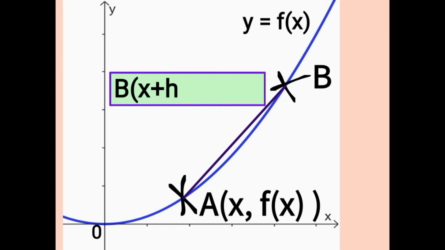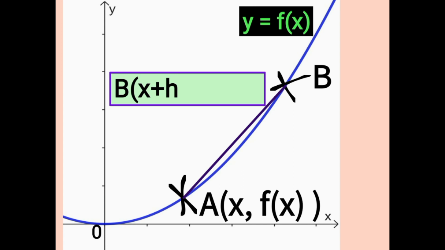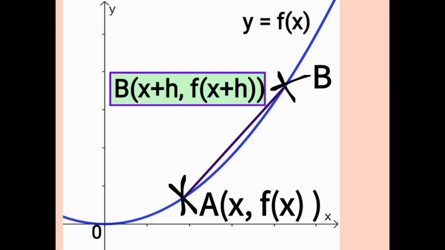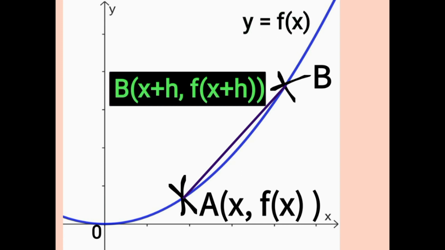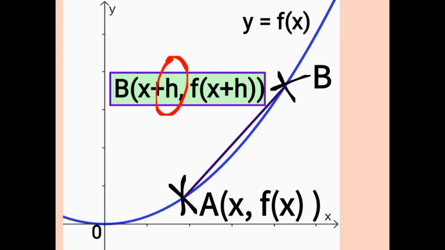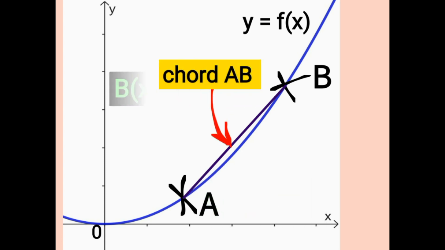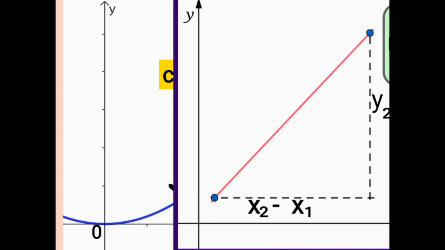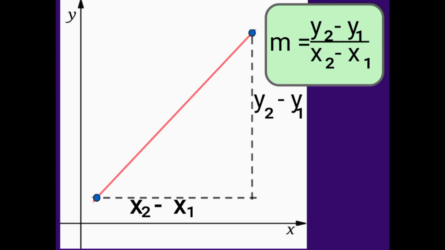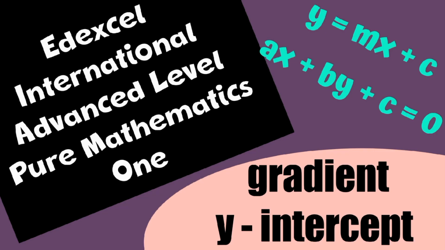And let's say the x-coordinate of point B is x plus h, and since this curve has the equation y equals f(x), the y-coordinate of point B is f(x plus h). So point B has coordinates (x plus h, f(x plus h)). Now here, h represents a small change in the value of x. Now since we know the coordinates of A and B, in order to find the gradient of the chord AB, we can use the formula m equals (y2 minus y1) over (x2 minus x1). I've already covered how to find the gradient of a straight line joining two points in one of my previous PO Maths videos. If you want, check it out for more details.